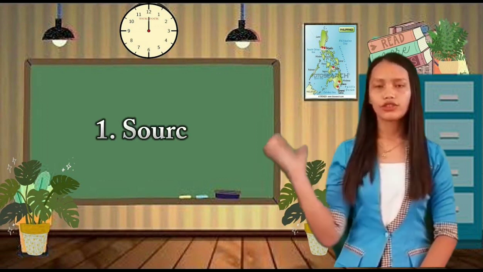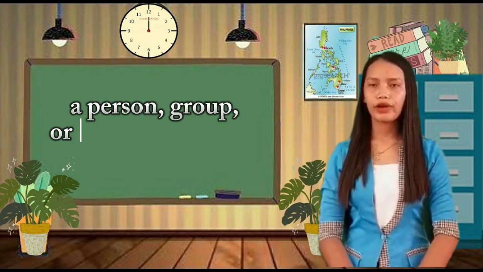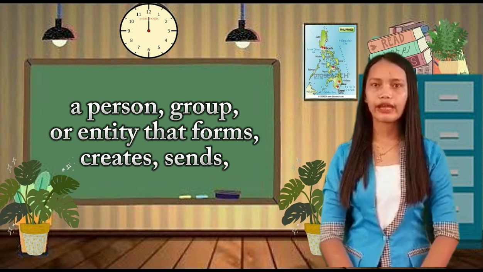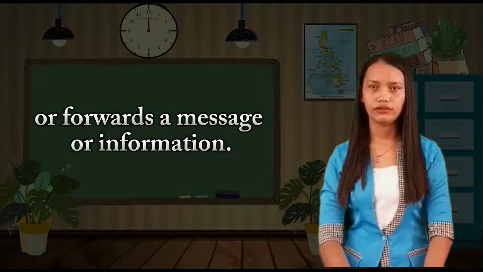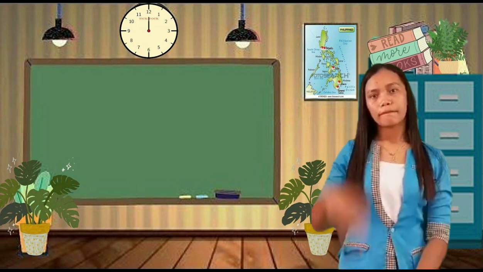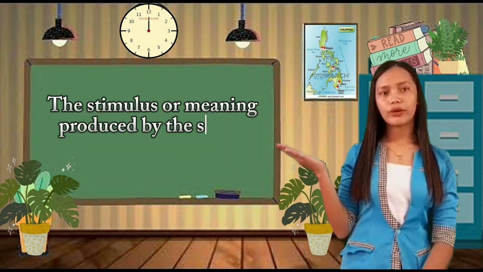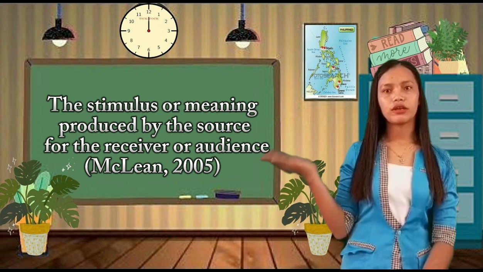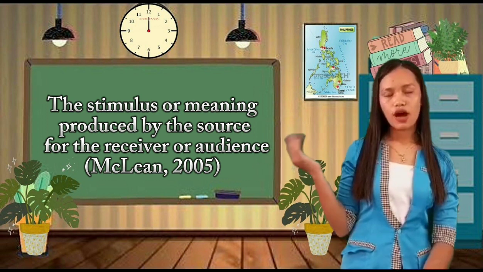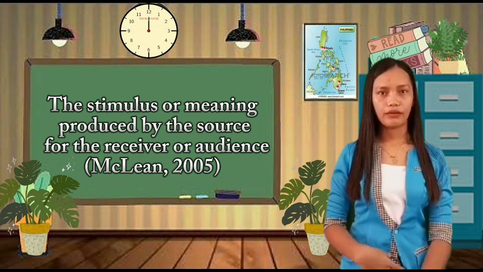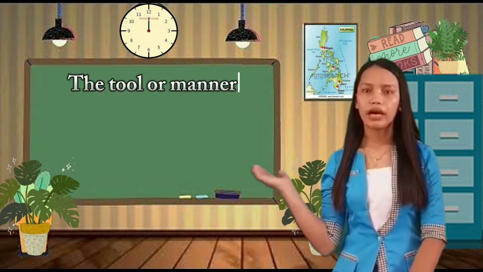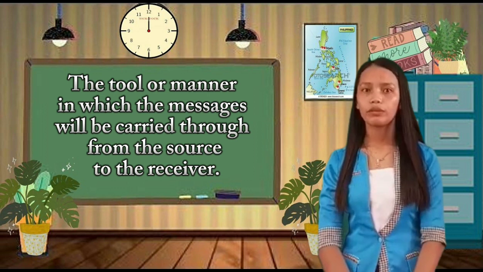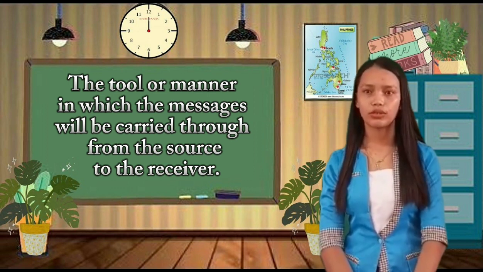Number 1. Source. A person, group, or entity that portrays, sends, or forwards a message or information. Number 2. Message. The stimulus or meaning produced by the source for the receiver or audience, according to Macklin 2005. Number 3. Channel. The tool or manner in which the message will be carried through from the source to the receiver.